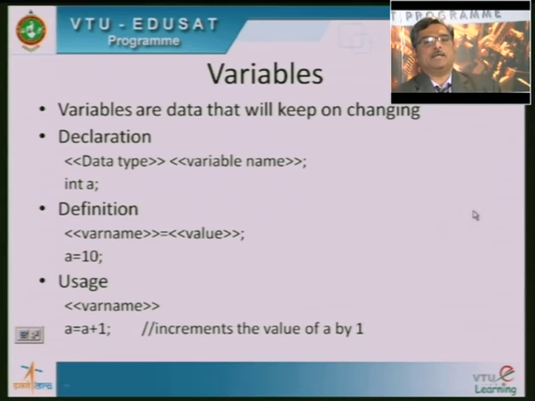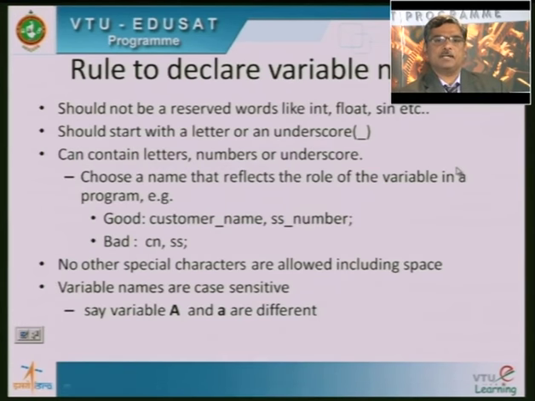The definition of a variable: a quantity which changes during the execution is what we call a variable. How do we declare this variable in the program? You may note some of the rules required to declare variable names in programming. It should not be a reserved word like main, int, float. Your variable should not be of this category. It should not start with an underscore. That is the second rule.